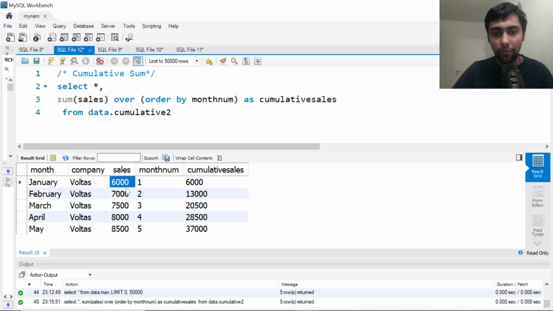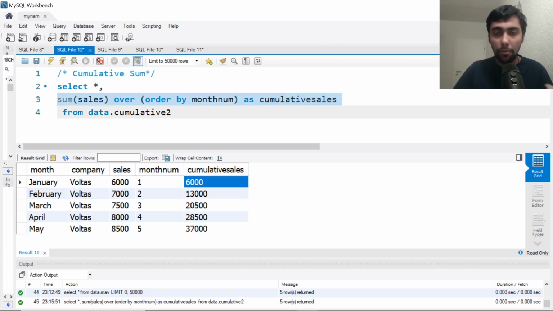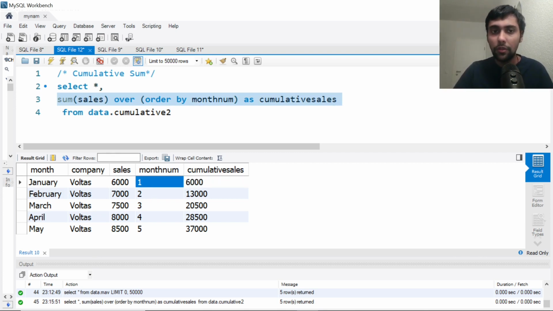As you see, now we got a new column called cumulative sales. So it's 6,000 here. Next month, the 7,000 gets added up. It became 13,000. Then next month, another 7,500 got added up. It's 20,500 and so on. So essentially, this is how you can do cumulative sales. You simply say sum of that column over, and then you order by, in our case, month num. So this is how you will do cumulative sum. Very interesting concept, which can be done using SQL.